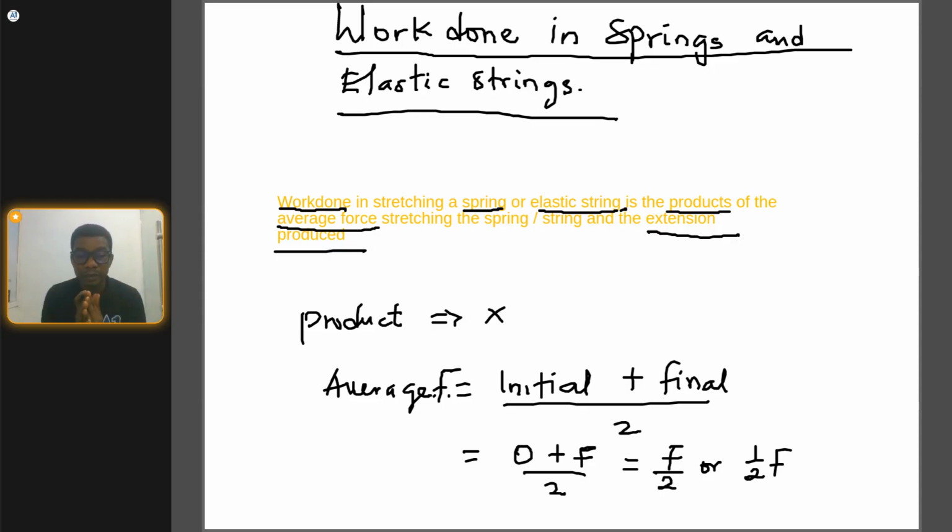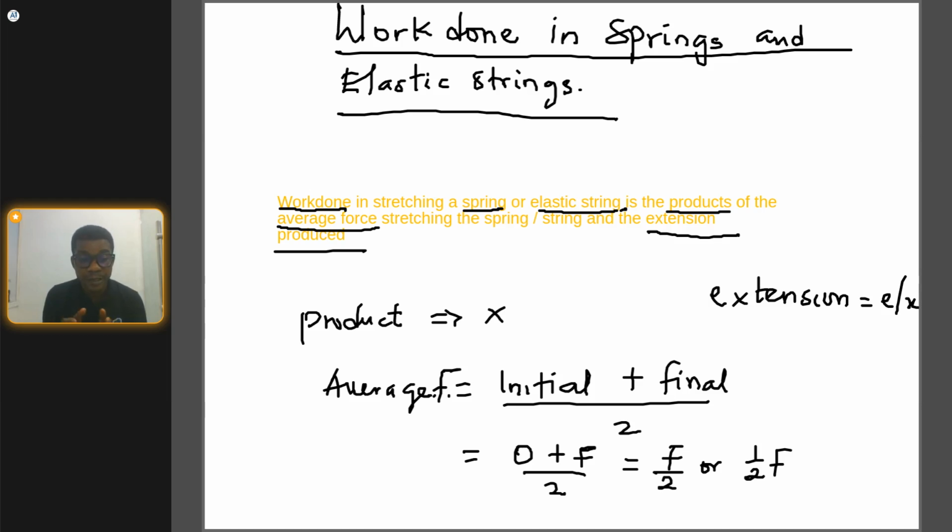If you are compressing an elastic material, of course, the length will change from the initial length to the final length. And if you are stretching an elastic material also, the length will change. That change in the length is what we call the extension. It's either the extension in stretching or the extension in compressing that particular elastic material. So we are to take the product of the average force and the extension. Extension is represented by letter E or X, depending on some textbooks.